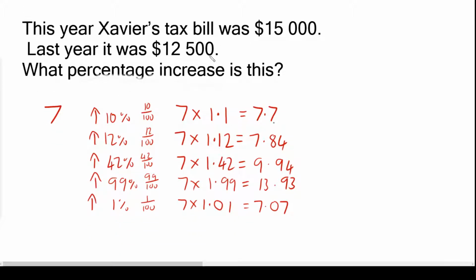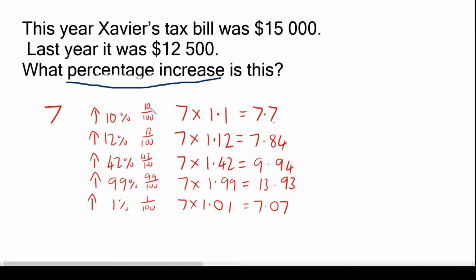Okay, I'm going to ignore the 15,000 and the 12,500 just for now. I just picked a number, number 7. I just want to explain what percentage increase is. So 7 increased by 10%. That's 10 over 100. So when we increase a number by 10%, we multiply it by 1.1.